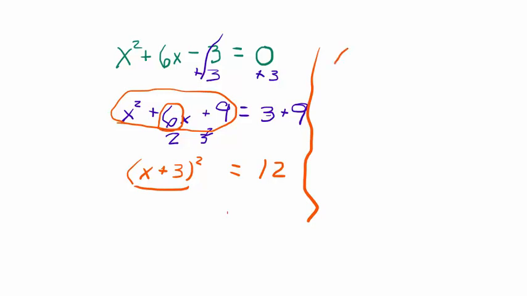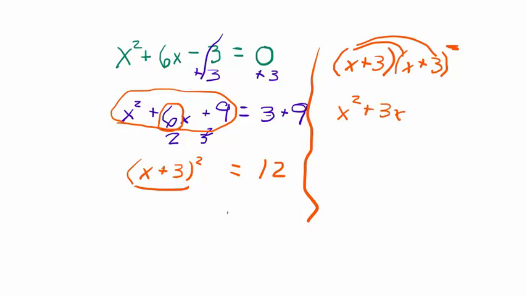If I do x plus 3, remember, x plus 3 squared means x plus 3 times x plus 3. Now I'm going to distribute this. I'm going to do this fairly quickly. So x times x is x squared. X times 3 is 3x. 3 times x is 3x. And 3 times 3 is 9.